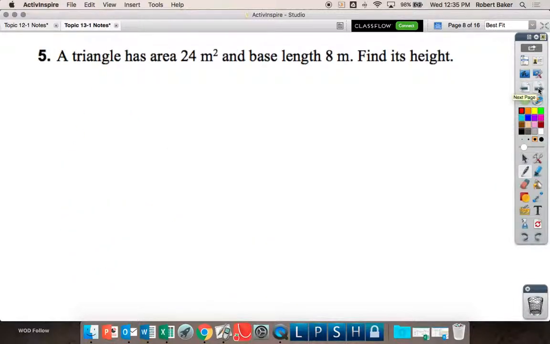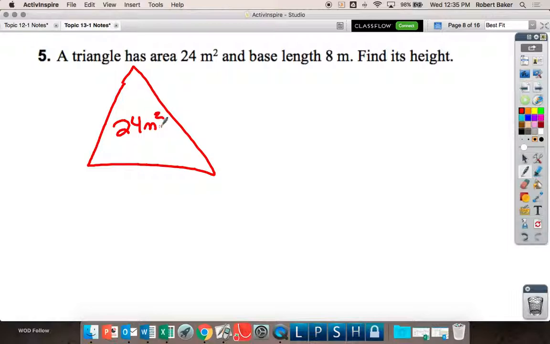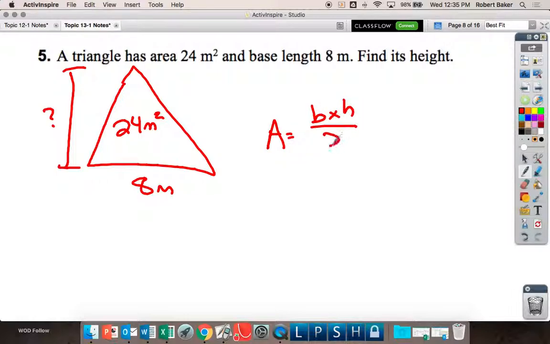All right, a little bit different here. It says a triangle has an area of 24 meters squared. So we have a triangle. The area of the triangle is 24 meters squared. The base is 8 meters. But we want to know how tall the triangle is. So we go back to our formula. Area is equal to base times height divided by 2. We're going to fill out the information that we know.